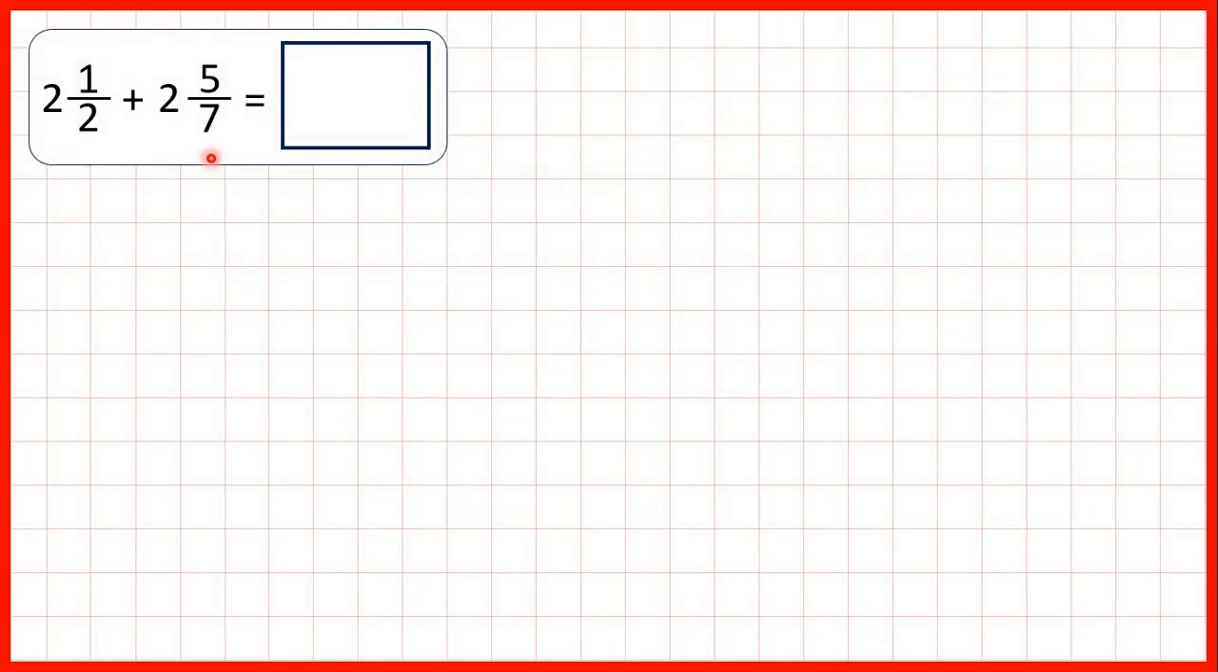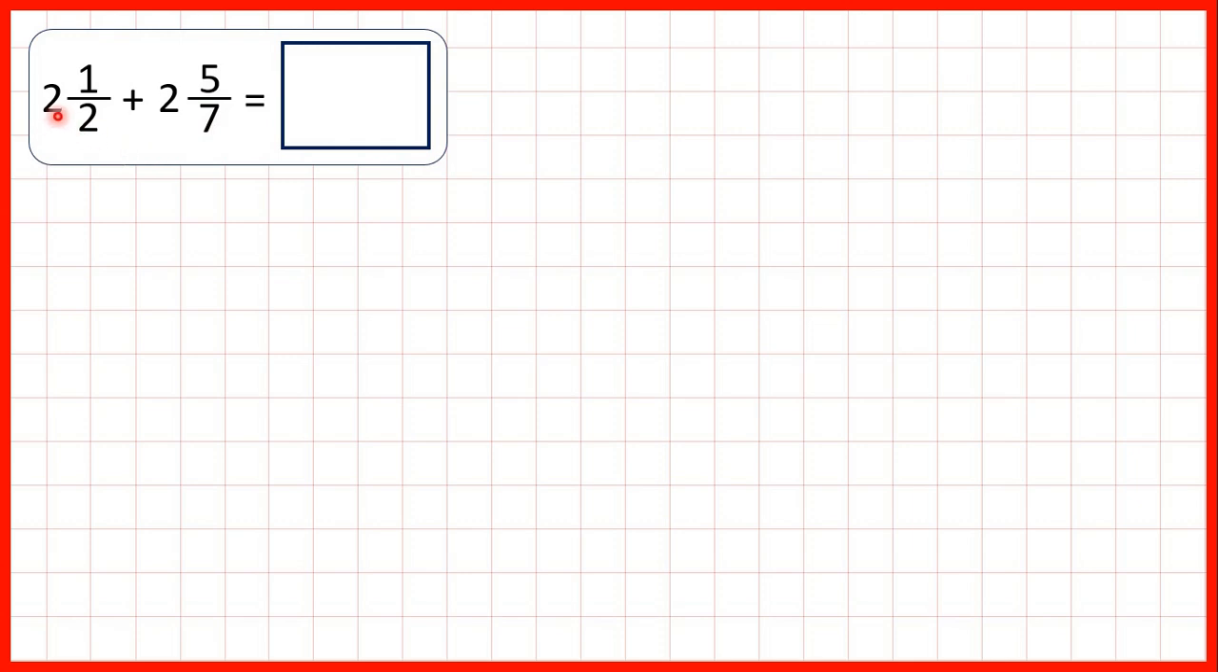So here we're still adding mixed numbers, but this time we're going to get our answer by first changing both of our mixed numbers into improper fractions. So first we have 2½ plus 2 5/7.